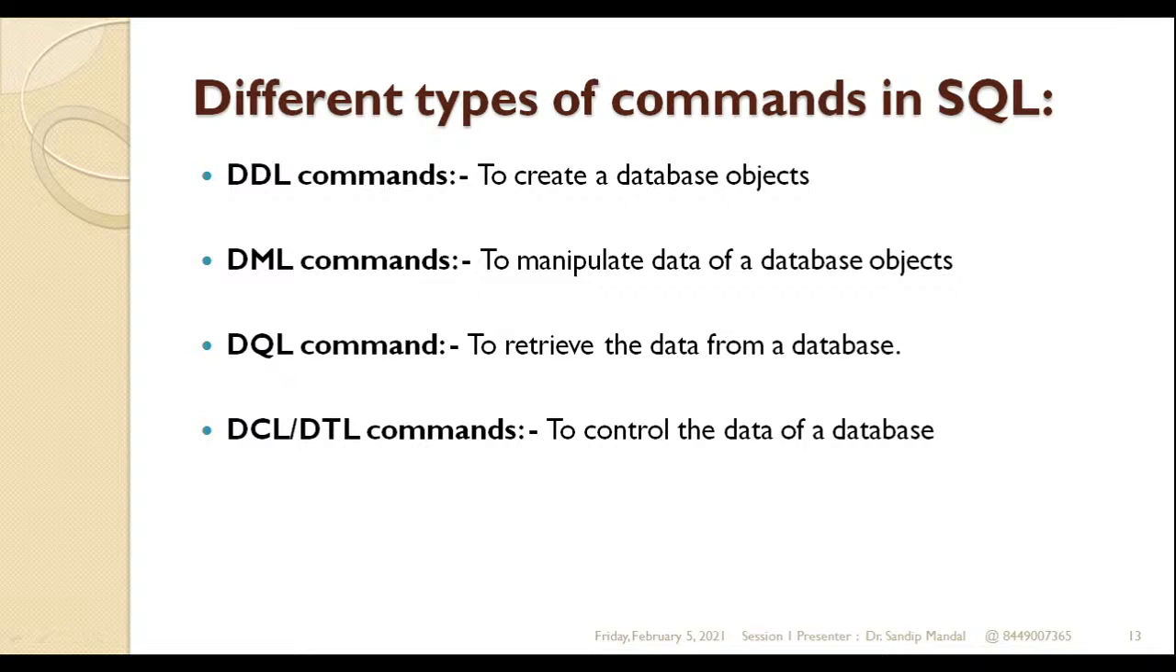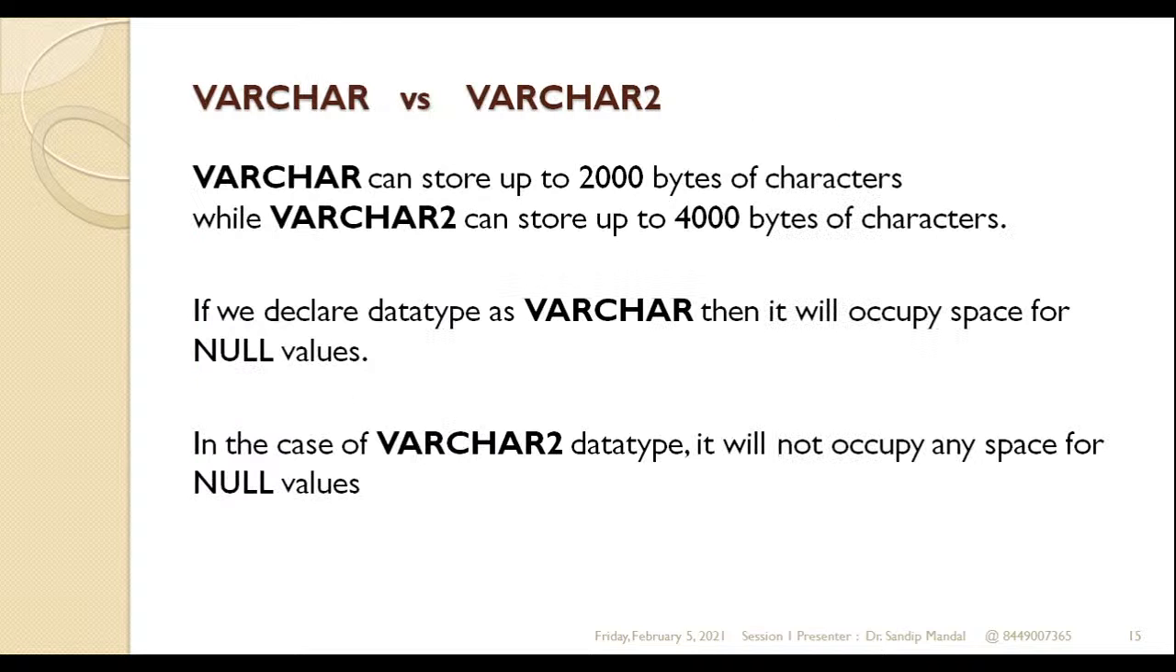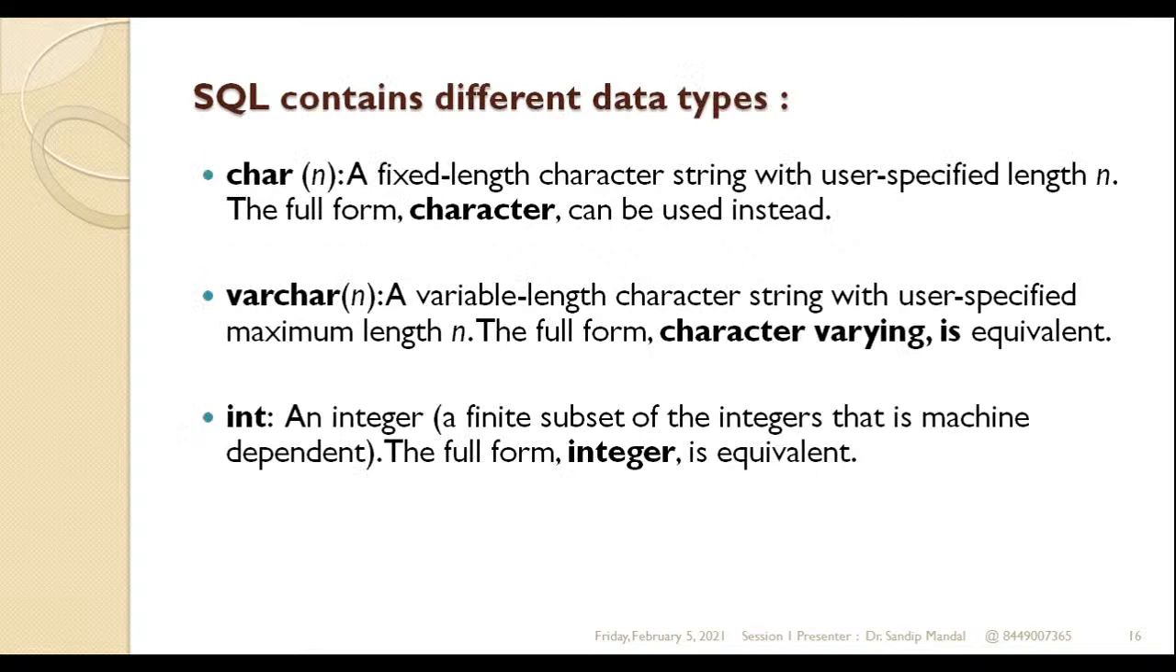There are four types of command languages: DDL, DML, DQL, DCL and DTL commands. Here you can see the various data definition language commands. One important thing is the data types. Whenever we are creating a table, it requires some data types, for example character data type, varchar data type and integer data type.